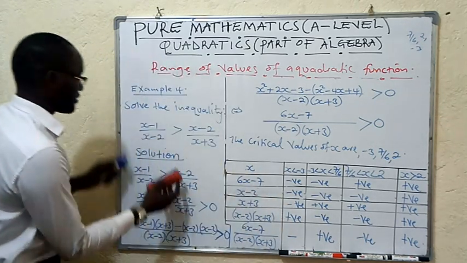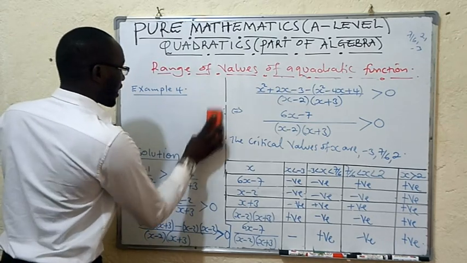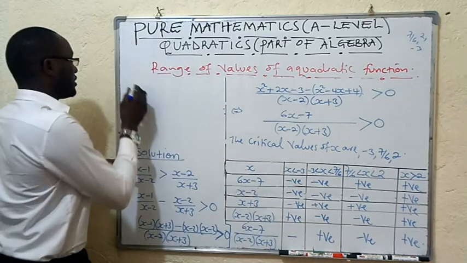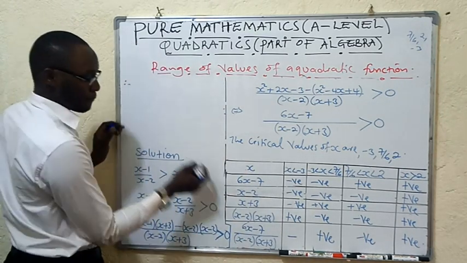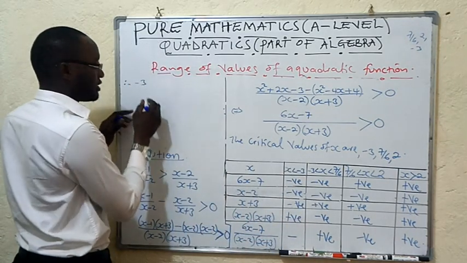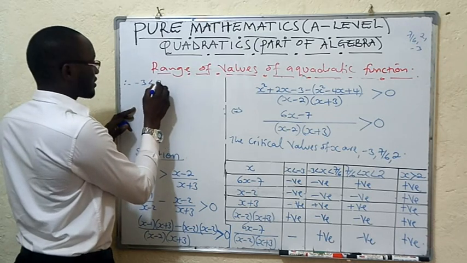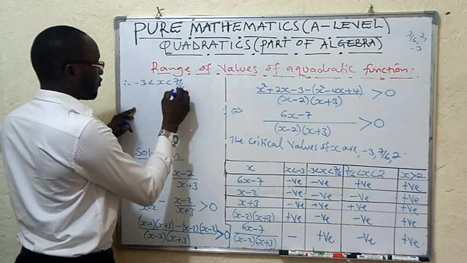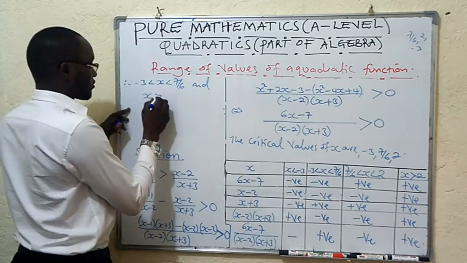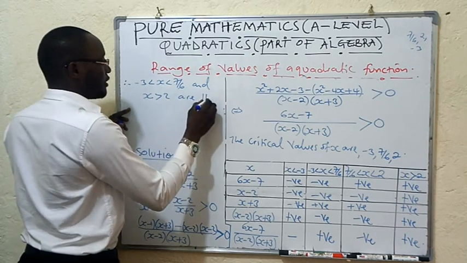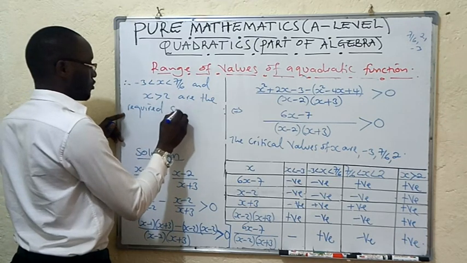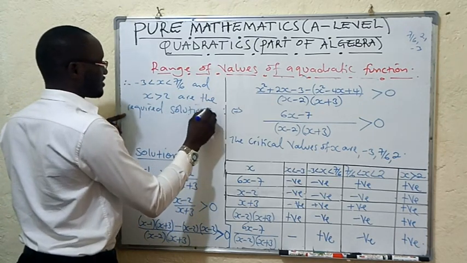So let us go and see, how do we conclude? We come and say that therefore, Mr. Examiner Sir, this is how we conclude, that therefore the first region to take is -3 for that inequality. -3 is less than x, less than 7/6, and then we also have x is greater than 2 are the required solutions.